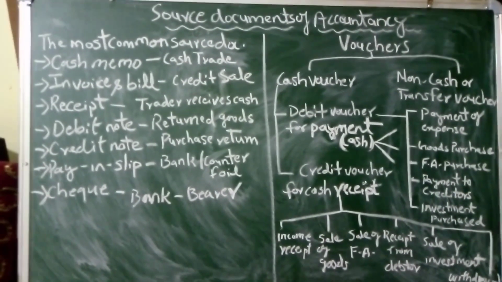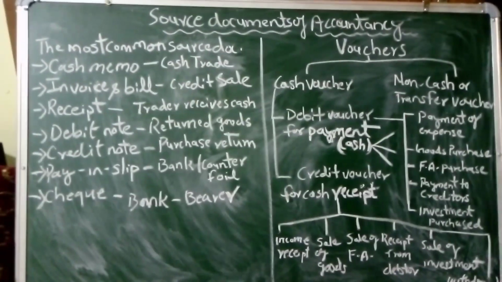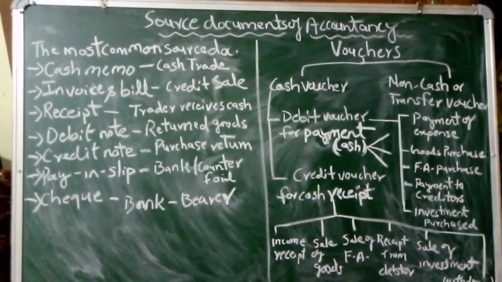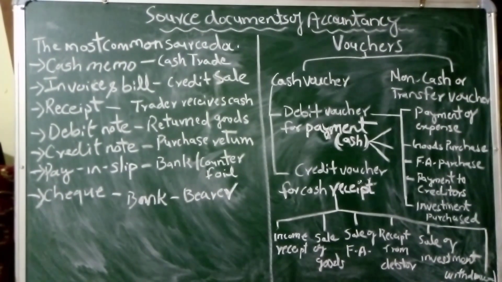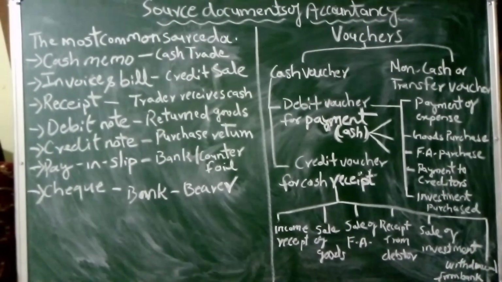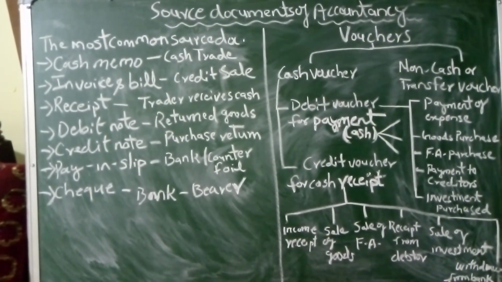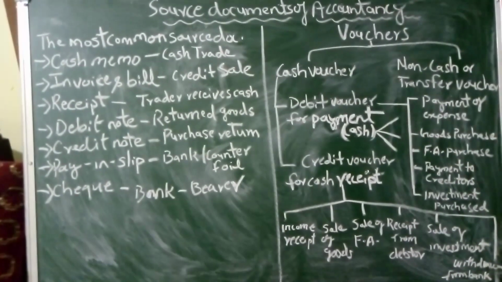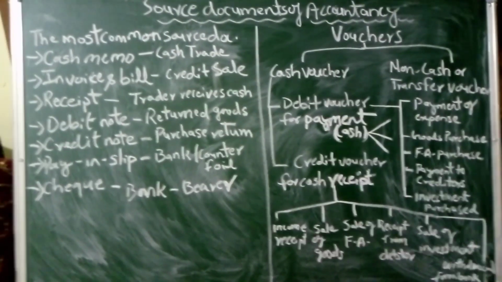In the same manner, if the trader has purchased goods from some source and the goods are not up to the mark or not of the desirable quality, he may return them. That is called purchase return. In that case, a credit note will be there. Actually all the details of the customers are noted down in the credit note.